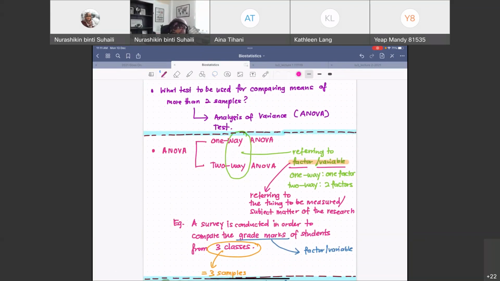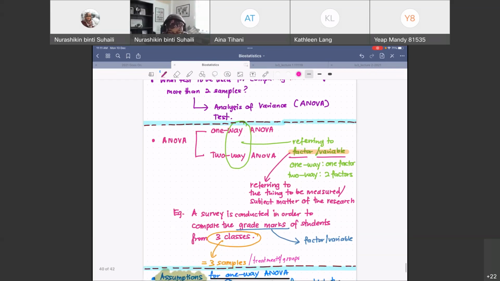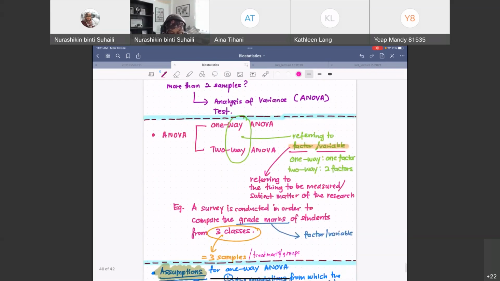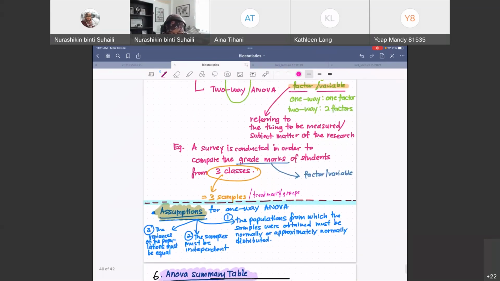Treatments. There is another term that we use in this chapter, but treatment and samples are the same thing. It's just that we don't say samples anymore. We refer to it as treatment or groups. Okay, groups. So by right, you should know that these three things actually refer to the same thing. Those are the terminologies that you need to take note of.